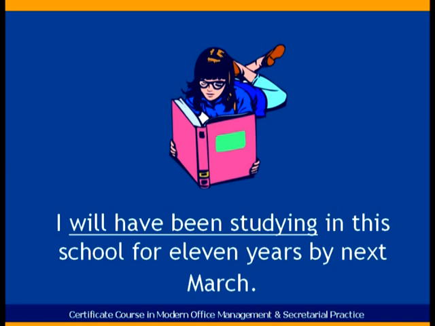Let us understand this rule by looking at this example. I will have been studying in this school for 11 years by next March. With the way this sentence has been constructed, it is understood that the future action that will be continuing is the girl studying in the same school over a period of time, which is 11 years. This period will end next March.